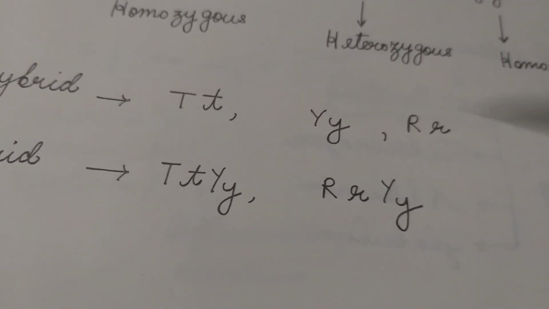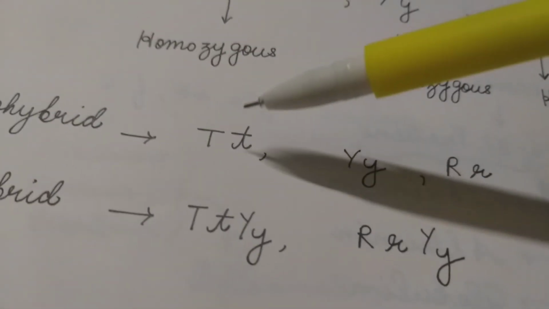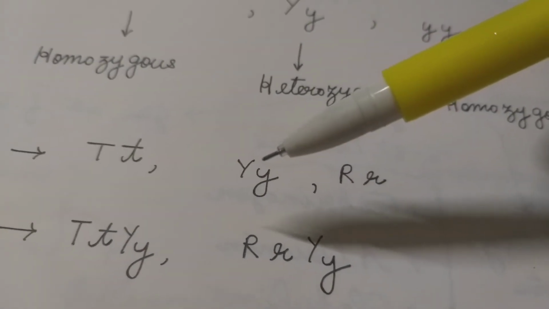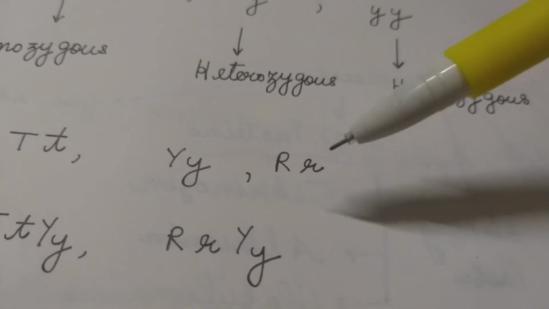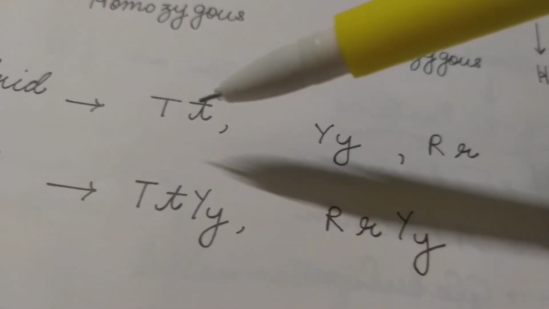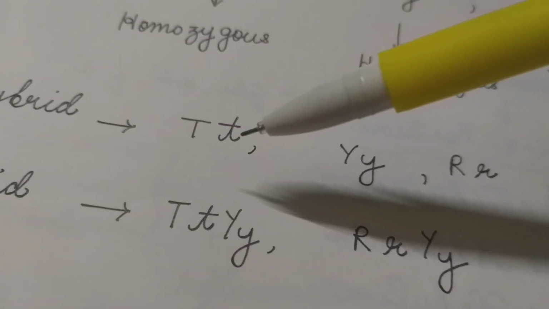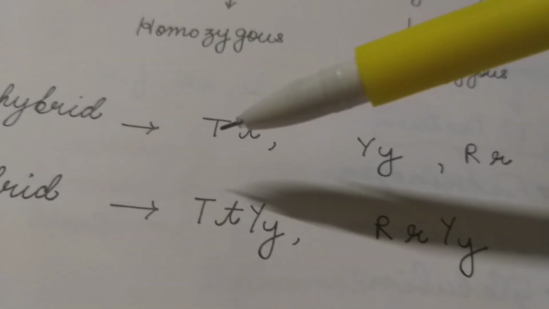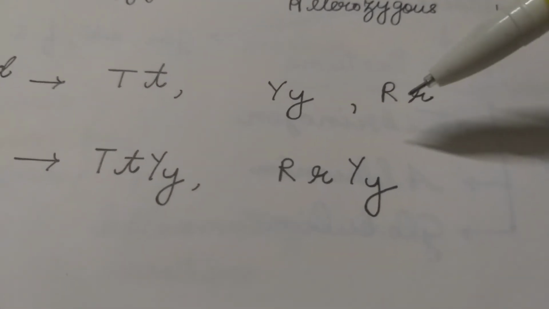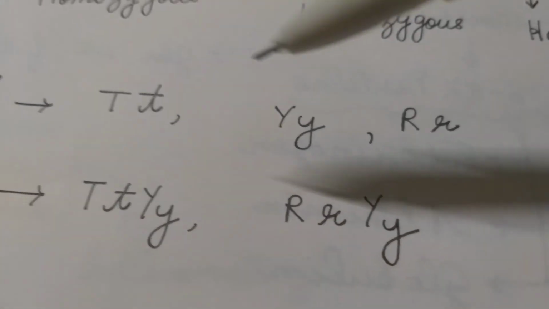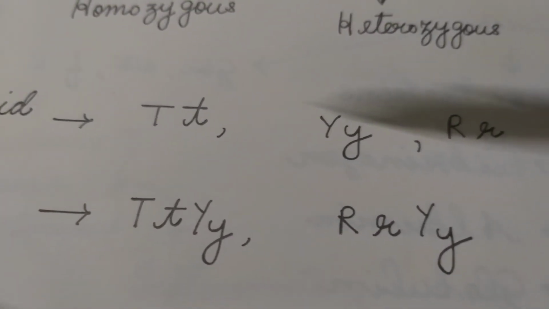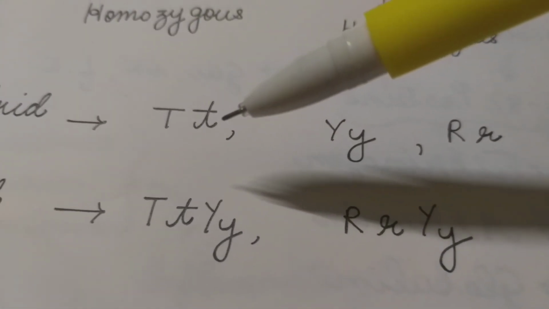Now if you represent an individual by two letters, capital T, small t, capital Y, small y, capital R, small r, the two alleles are different. Then this kind of individual is called monohybrid. You can represent a monohybrid by two letters which are dissimilar.